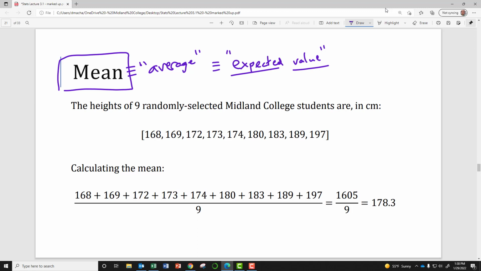So let's talk about the mean. The heights of 9 randomly selected Midland College students are this in centimeters, and so this is our data set again that we've been dealing with.